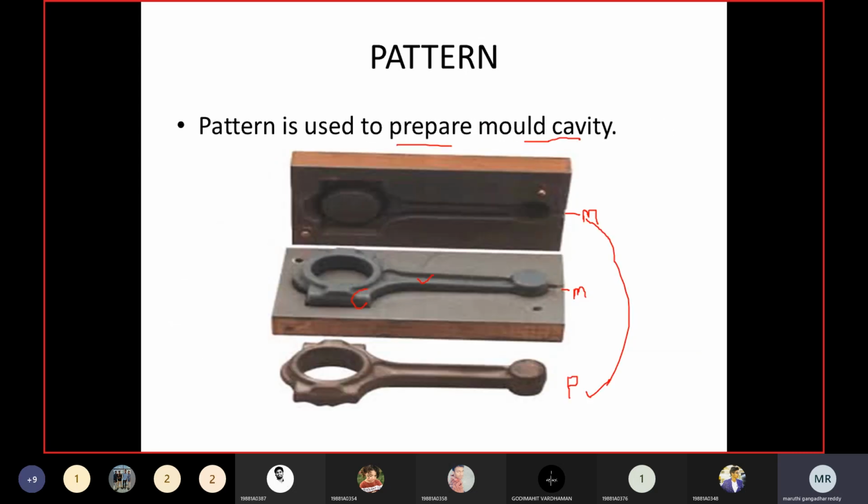And next, what is the purpose of the pattern? Pattern is used to prepare the mold cavity. Without a pattern, we are not going to create the mold cavity, and then the entire casting process, if you observe, without a proper pattern, if the dimensions of the pattern are more or less, that in turn is going to affect the dimensions of the casting.